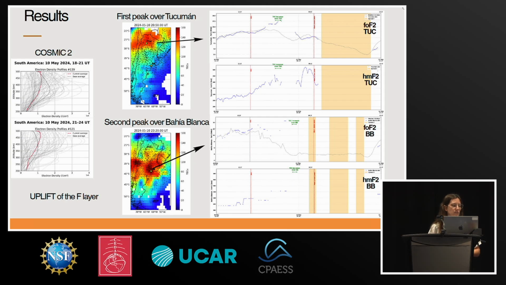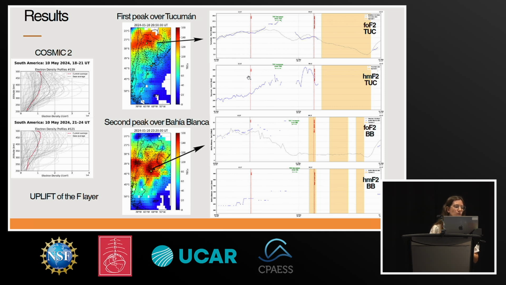In the middle, we can see two plots of TEC. At this moment, we are seeing the main phase of the storm, and in local time it corresponds to the sunset and post-sunset time. Here, in the first TEC map, we are seeing an increase in TEC values over Tucumán. This corresponds to near 21 UT. In the second map, we are seeing an increase over Bahía Blanca, which is more south, and it's near 23 UT.